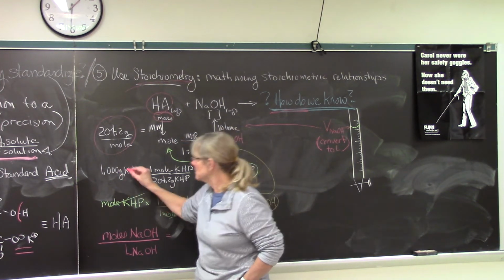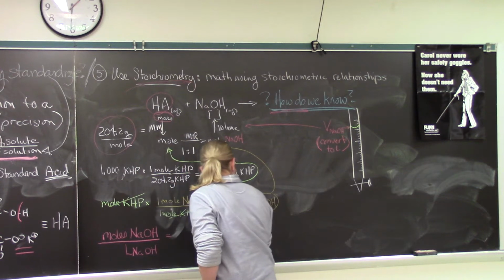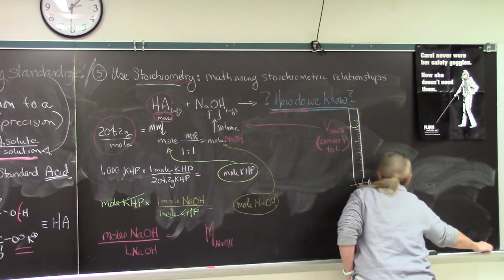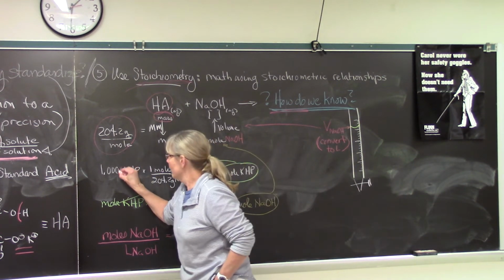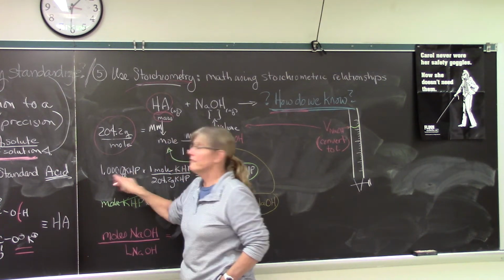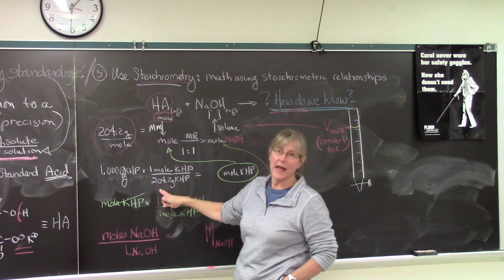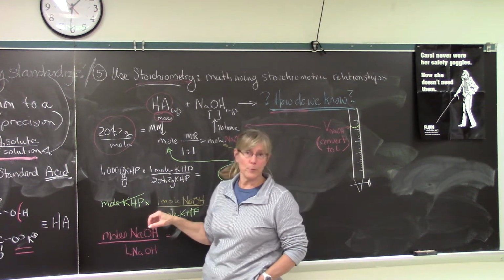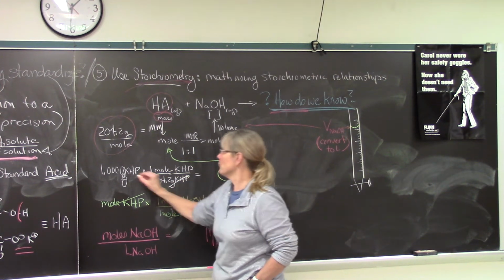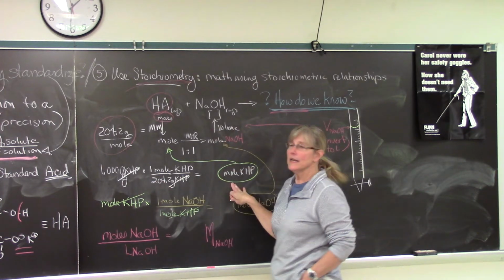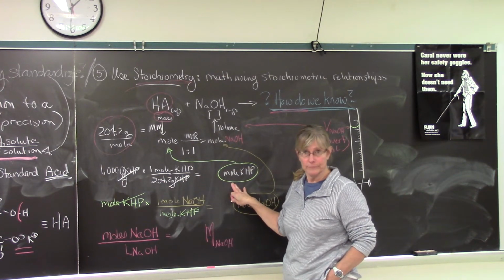All right, as an example here, I'm going to take 1 gram of KHP, and I'm just going to say that's what I actually have, and I'm missing a 0. You can have your 4 decimal places. And here is my molar mass of KHP, 204.2 grams per mole. So my grams of KHP cancel, and now I have my moles of KHP.